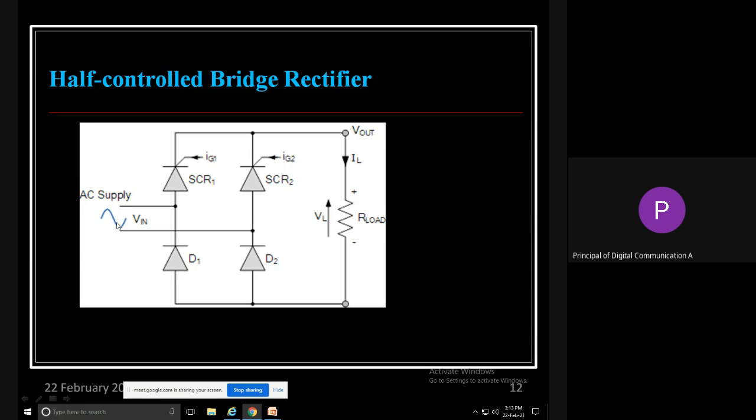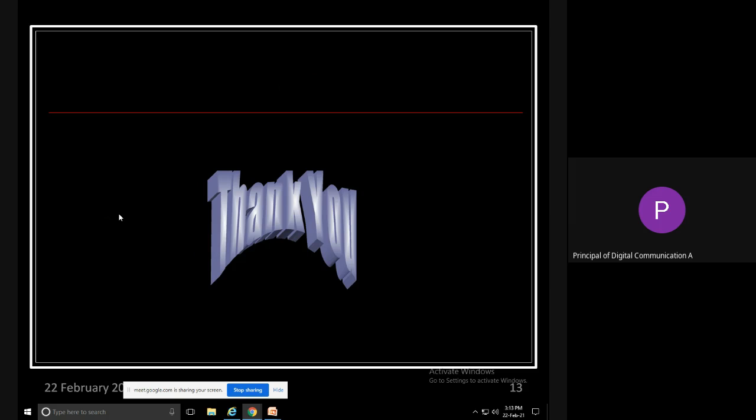The half controlled is not mentioned in the syllabus, but as the fully controlled is mentioned, we should know what is meant by half controlled or partially controlled. That's why we have added this point here. If you want more information, you can refer to the book for the half controlled bridge rectifier and its waveforms. So this is what we planned for today's session.